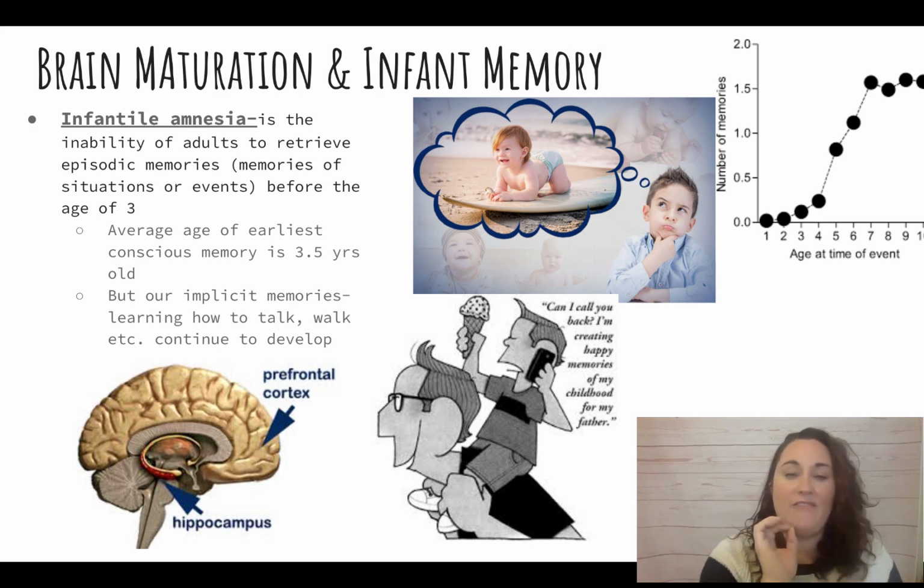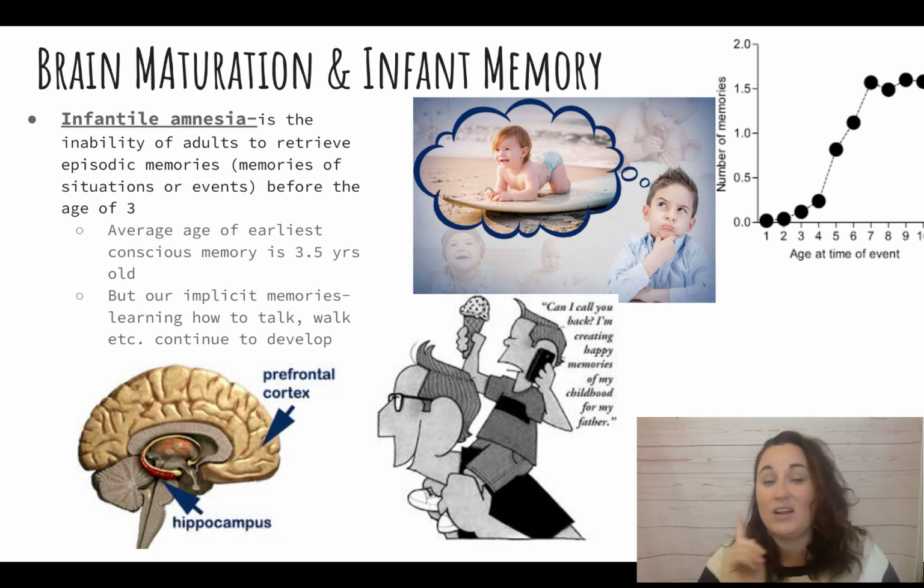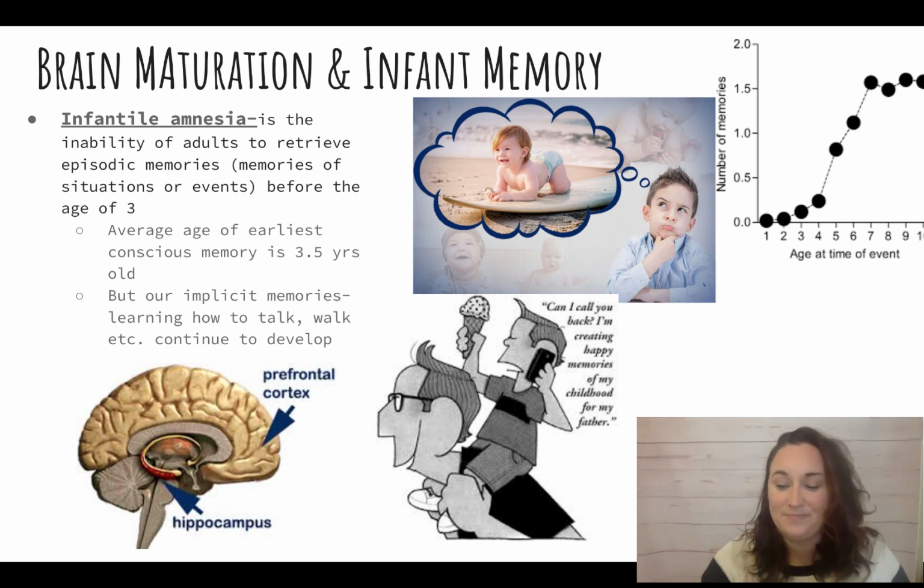So we have implicit memories of knowing how to speak, how to walk, how to talk. All of that stays with us that we've learned before we hit 3 years old. But our hippocampus and our prefrontal cortex are not developed enough yet so that we can really store memories. So bottom line here, if you learn anything from this video, don't take your kid to Disney World before age 3, because they're going to forget.